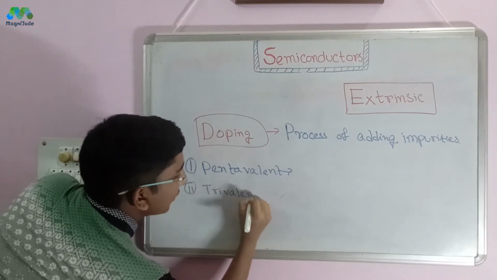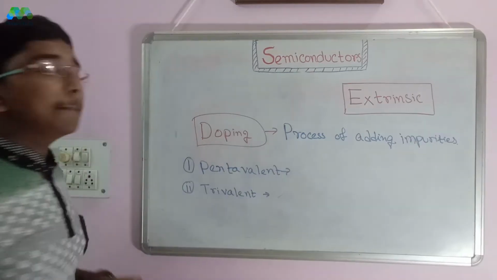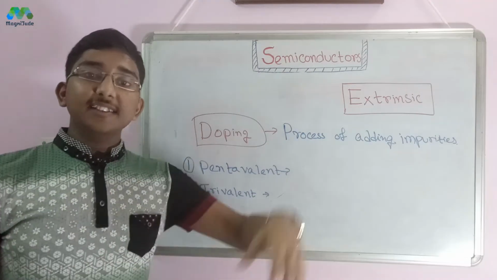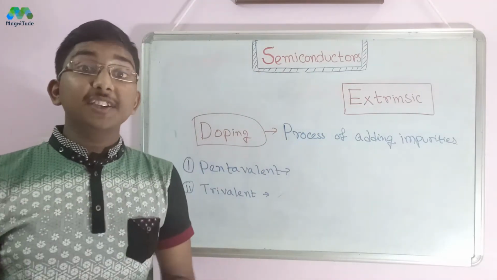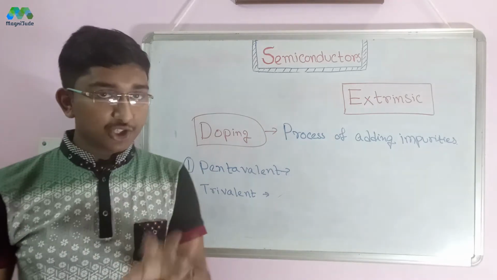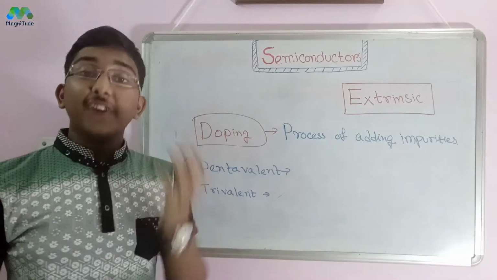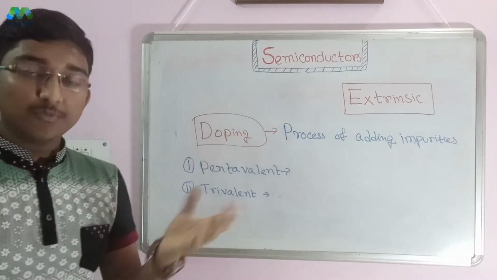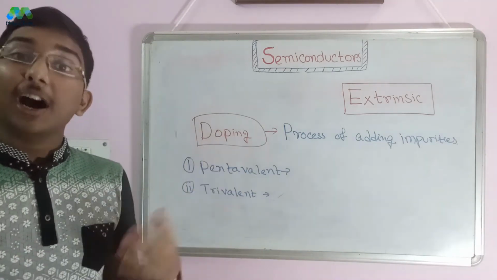So now you will have a question: what is pentavalent? Pentavalent means we are adding an atom which has 5 electrons in its outermost shell. And trivalent means we are adding atoms which have 3 electrons in their outermost shell.